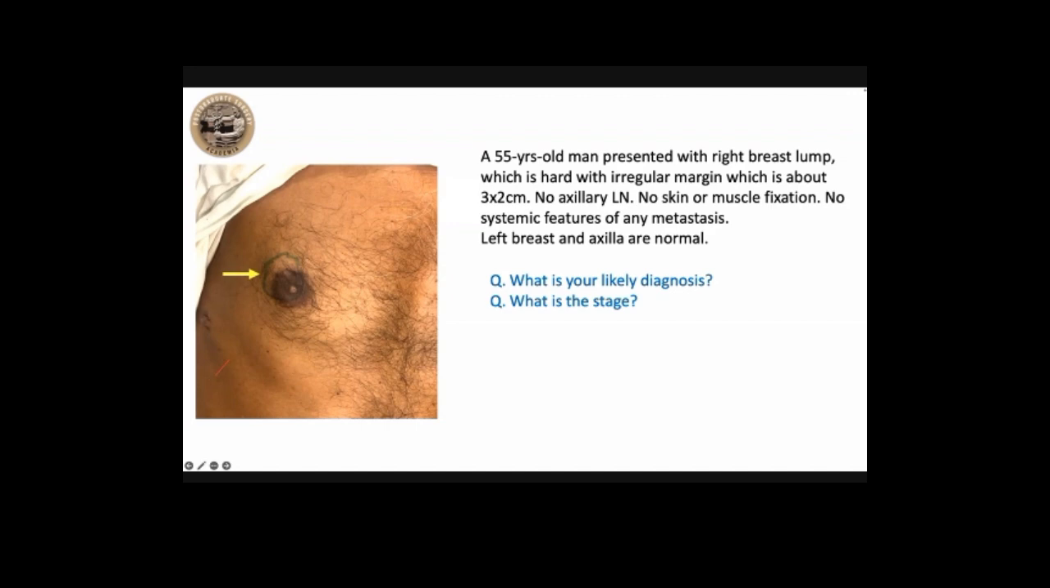As it is 3 into 2 centimeter, my clinical staging is T2, N0 and MX. Okay. Yes, MX. Okay. How will you approach this patient?